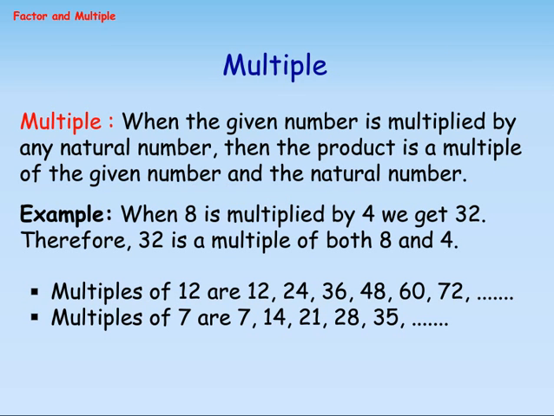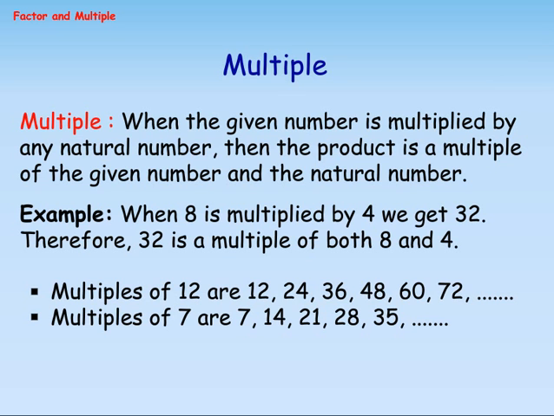Multiple. When the given number is multiplied by any natural number, then the product is a multiple of the given number and the natural number. Example, when 8 is multiplied by 4, we get 32. Therefore, 32 is a multiple of both 8 and 4.